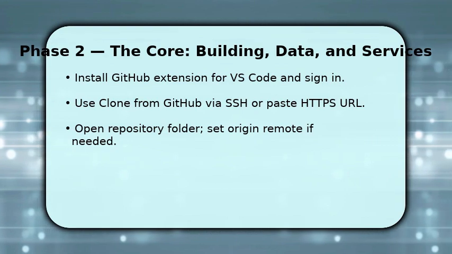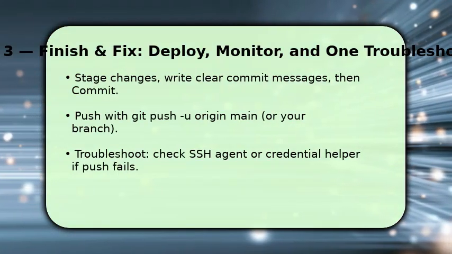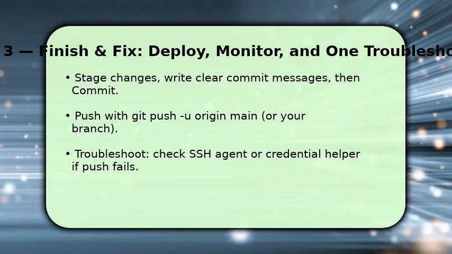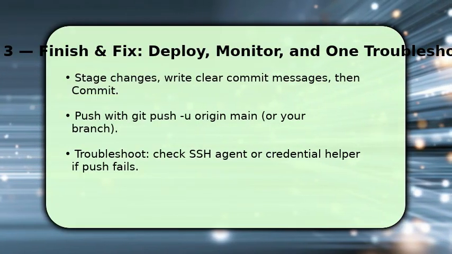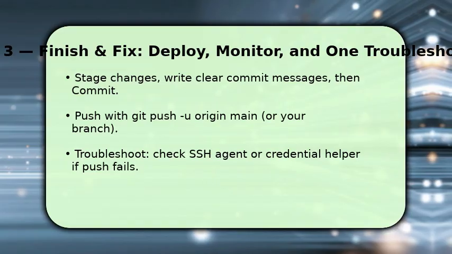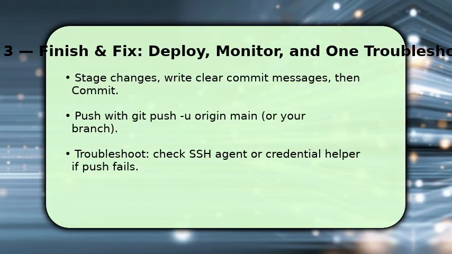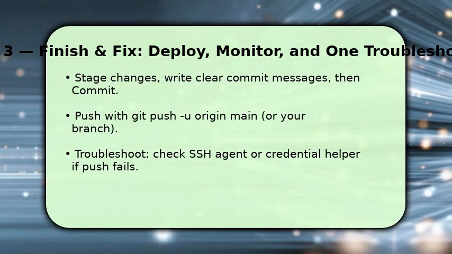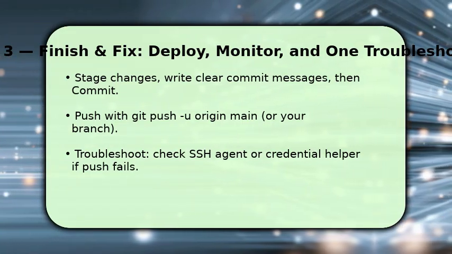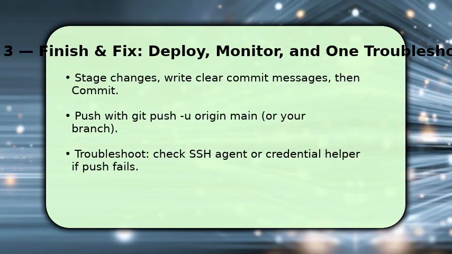You now stage files in the source control panel and write a concise commit message. Commit to record changes. Then push to GitHub with git push -u origin main, or use the VS Code push button to set up the upstream. If creating a new repo, use the GitHub extension to publish the branch from VS Code.